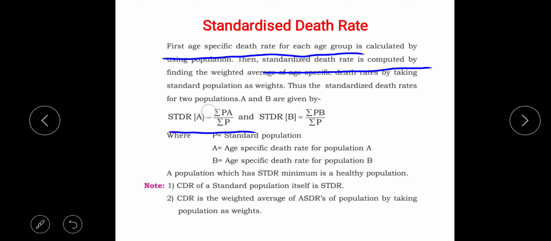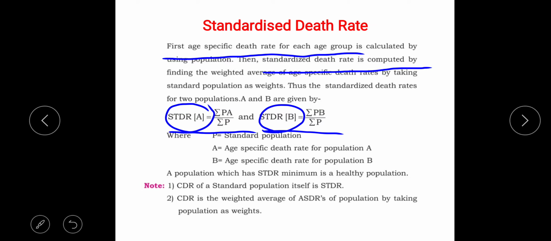STDR of A indicates the STDR for location A, and that is summation PA divided by summation P. Here P indicates the standard population, and A indicates the age specific death rate of population A. So we calculate ASDR of A, then multiply it with the standard population P, so PA divided by summation P. And next, for location B, STDR of location B is summation PB divided by summation P. So these are the formulas for calculating STDR, and they indicate how to compare when we calculate for two locations.